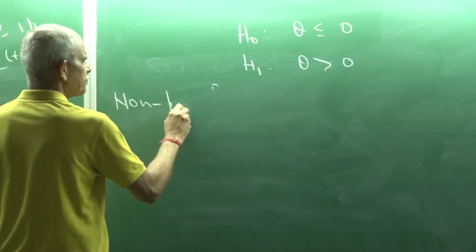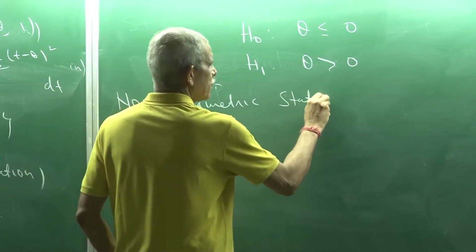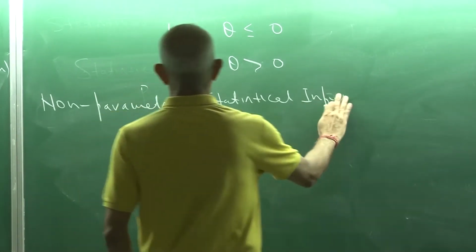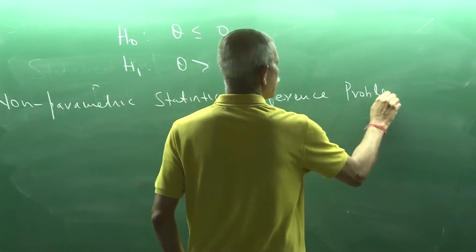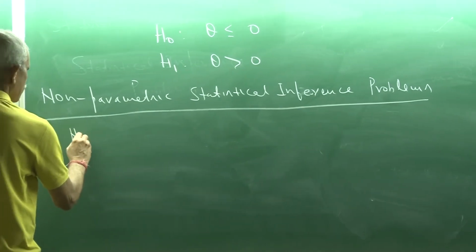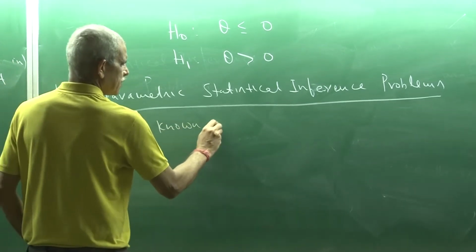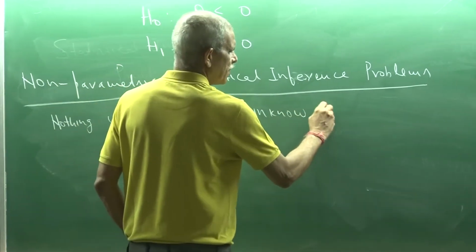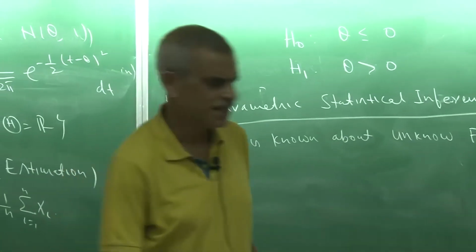What is non-parametric? Non-parametric statistical inference problems. Here, nothing is known about the unknown distribution function f, except possibly that f is continuous or discrete.